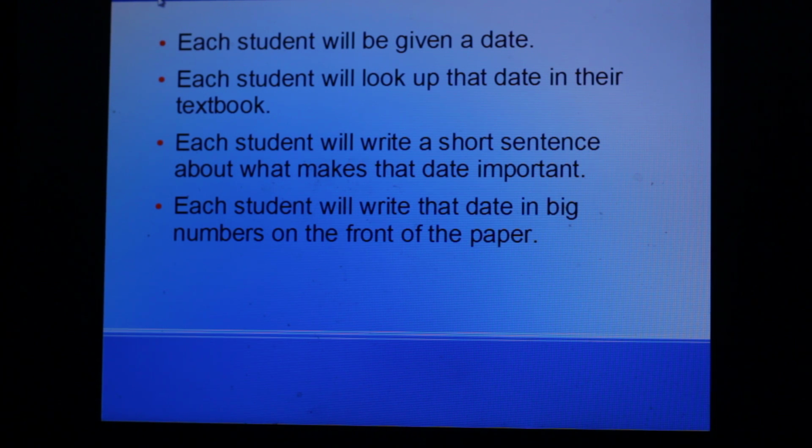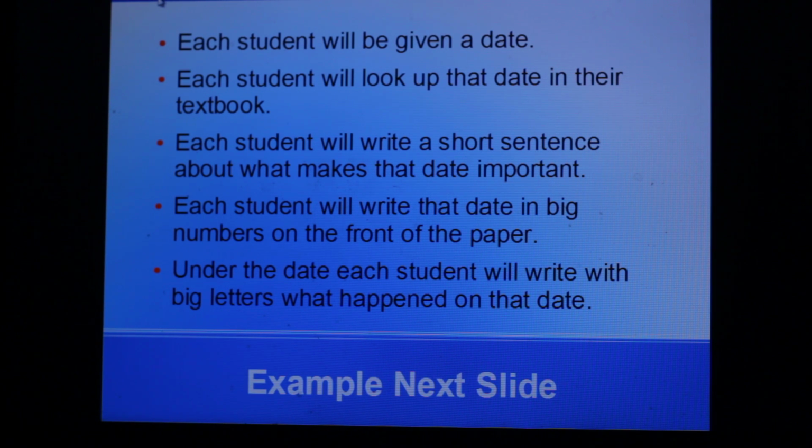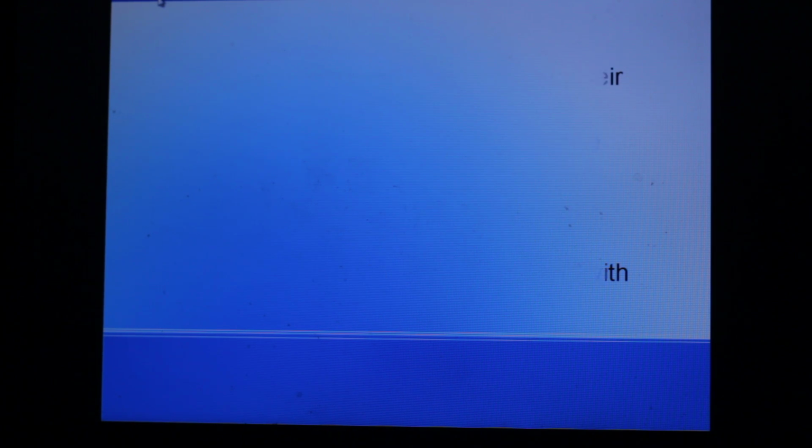Each student will write that date in the big numbers on the front of the paper. You get a piece of paper, you write it on it. Under that date, each student will write with big letters what happened on that date. Examples on the next slide. Let me show you how it should look.